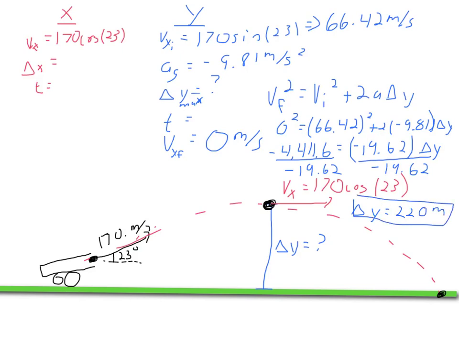Notice I did not need the x-axis to get the maximum height here that the cannonball would rise to, simply because it's just a free fall problem. I only have to deal with one of the axes.